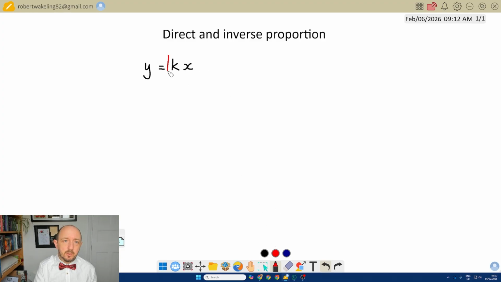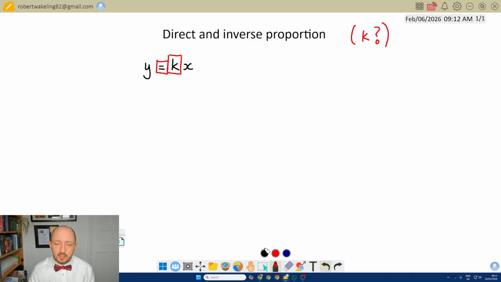So this equals k is our way in to this question. This is how we start the question. Y is proportional to x. We just replace proportional to with equals k. And our job is to find k. This whole topic is basically what is k.